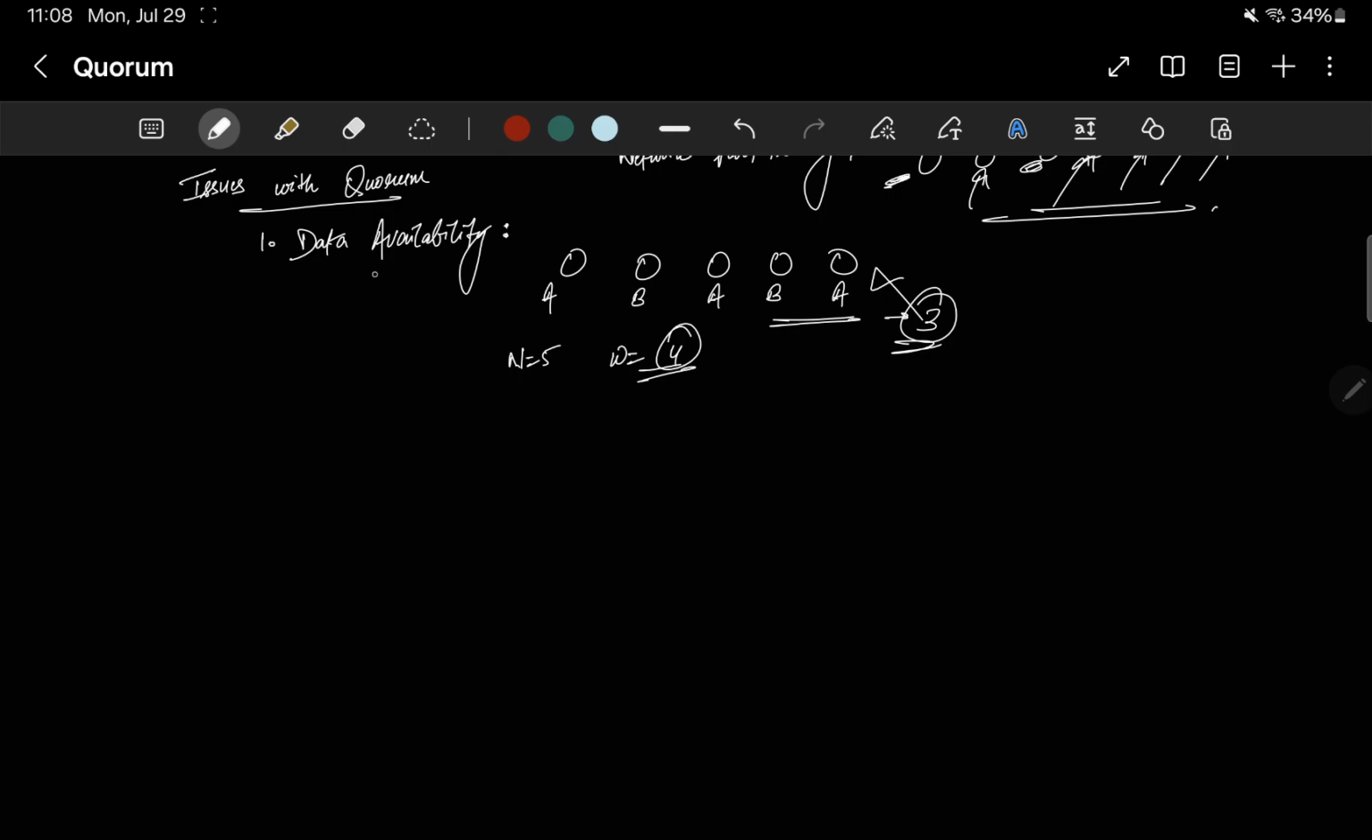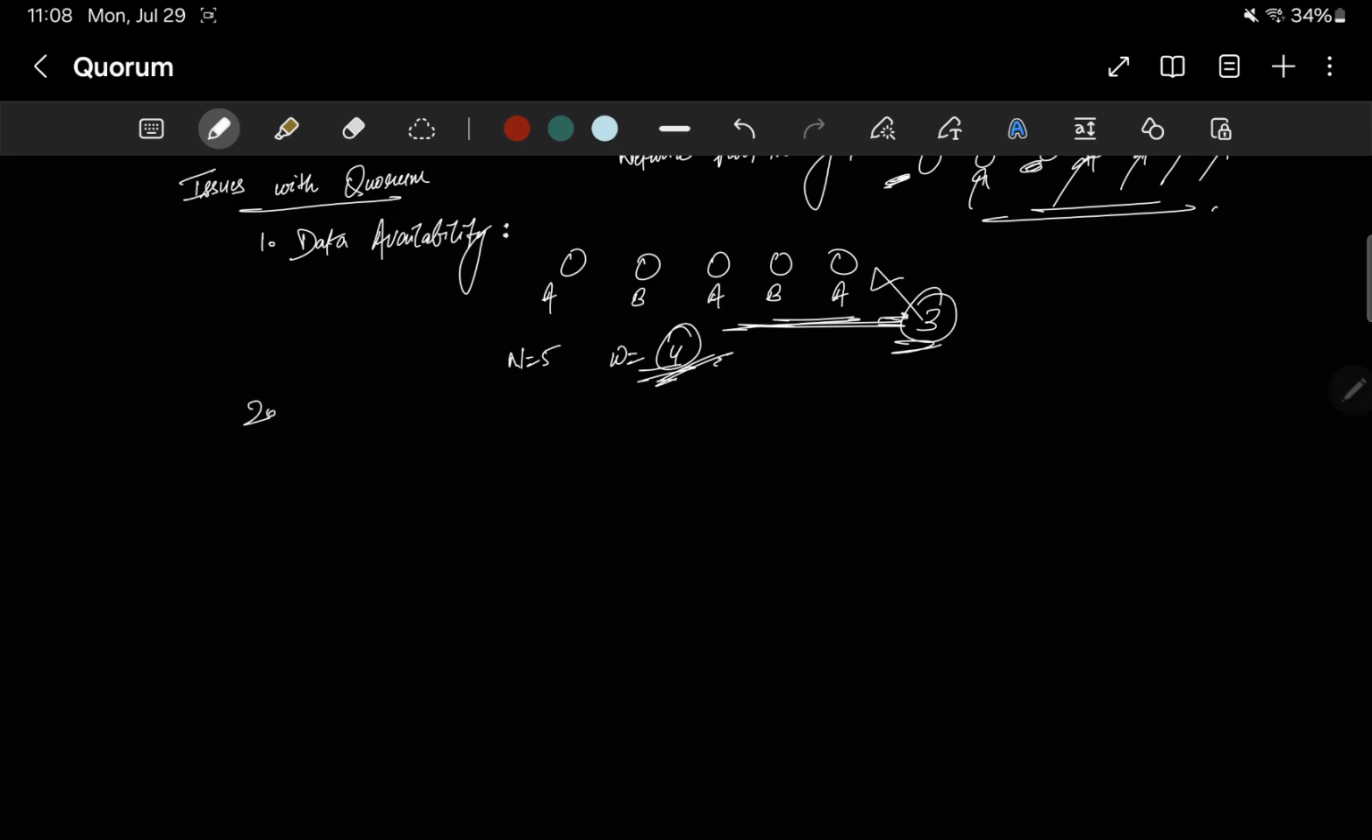And that's where data availability is questioned. Because the required quorum size is not met, we are not going to write any value, either A or B. We don't know which one is correct, right? But majority of nodes agree on A, but still it's not majority enough. We need at least 4. So that's when data availability becomes an issue.